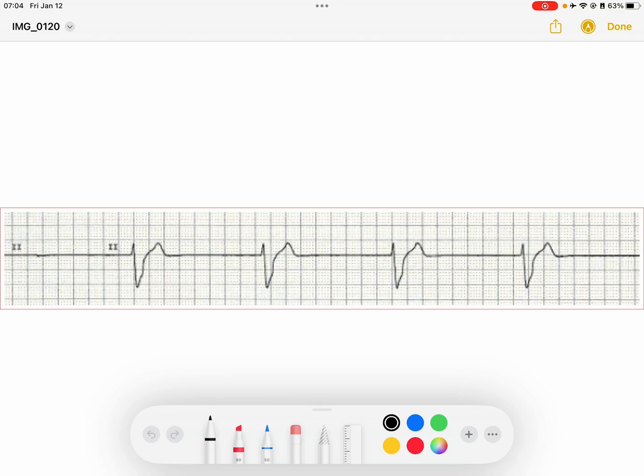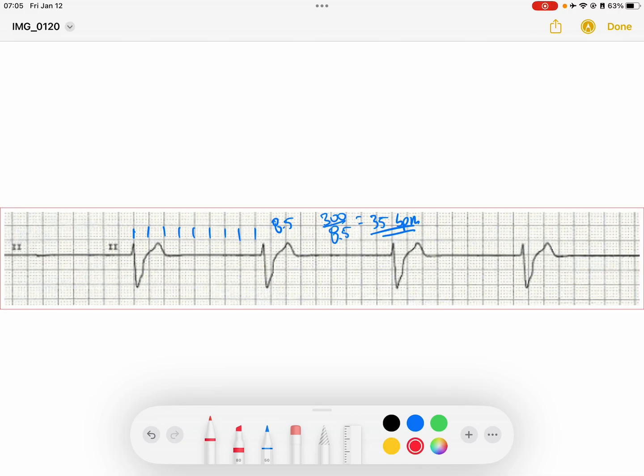And it's just a quick rhythm strip. What you're gonna notice here is we've got a slow rhythm. We can get our rate here. If we count the number of large boxes, we've got 1, 2, 3, 4, 5, 6, 7, 8, maybe 8.5 large boxes. We can get our rate by taking 300 and dividing it by 8.5. And that gives us 35 beats per minute, so slow.